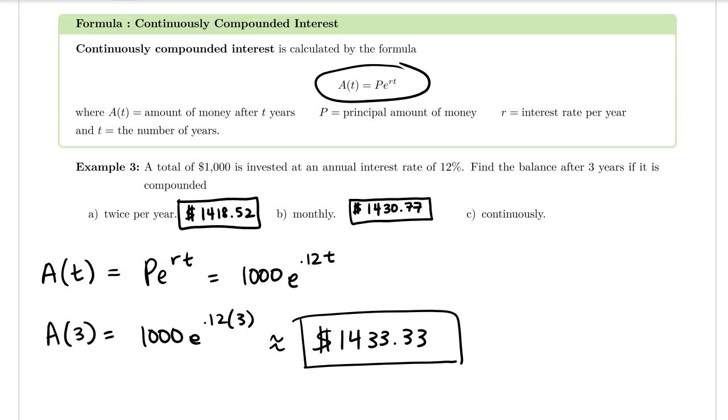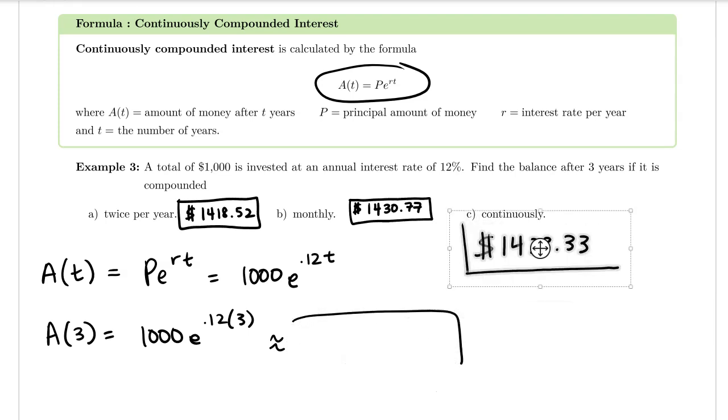And that should be a reasonable answer because you should be gaining more money if you're compounding more per year. So if we're compounding all throughout the year, then we would expect that to be more than what we found in parts B and A, which it is. Not by a ton, but compound interest over a long period of time adds up and can make a huge difference. So this completes example 3 and us talking about the natural exponential function. Thanks for watching.